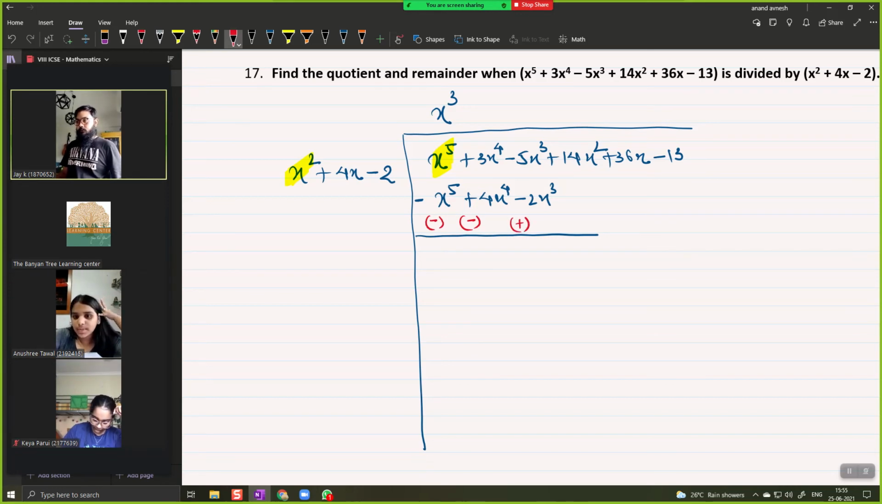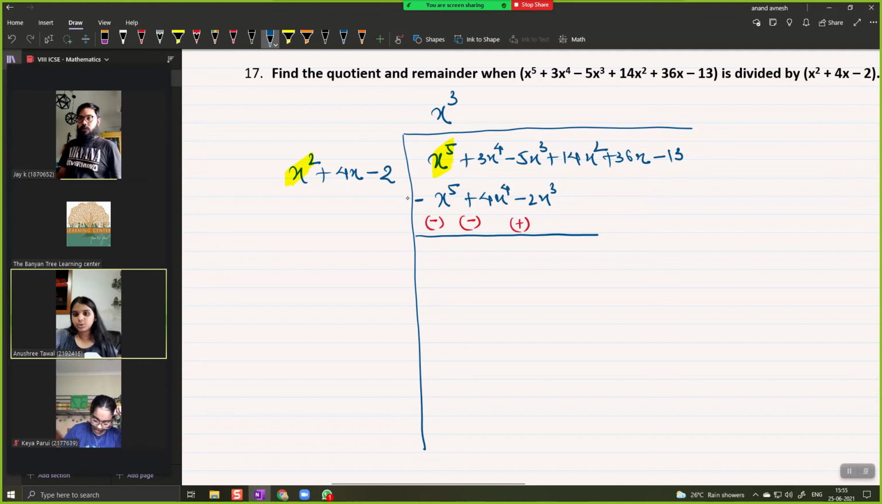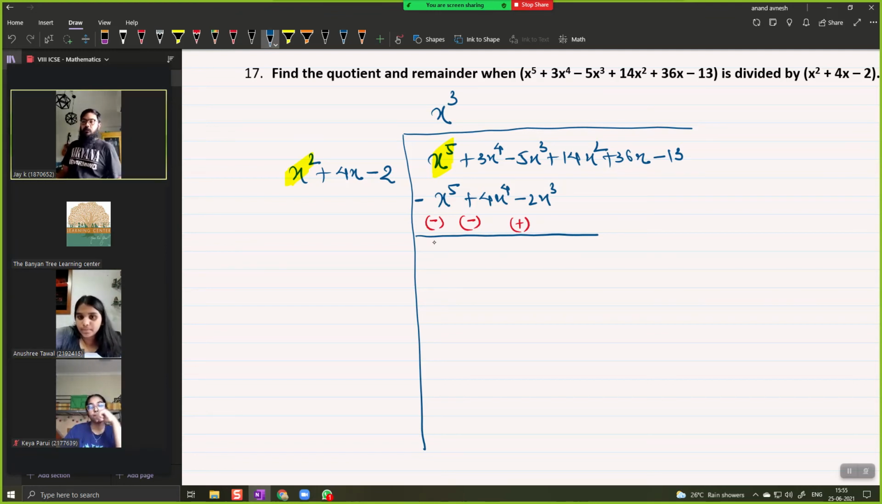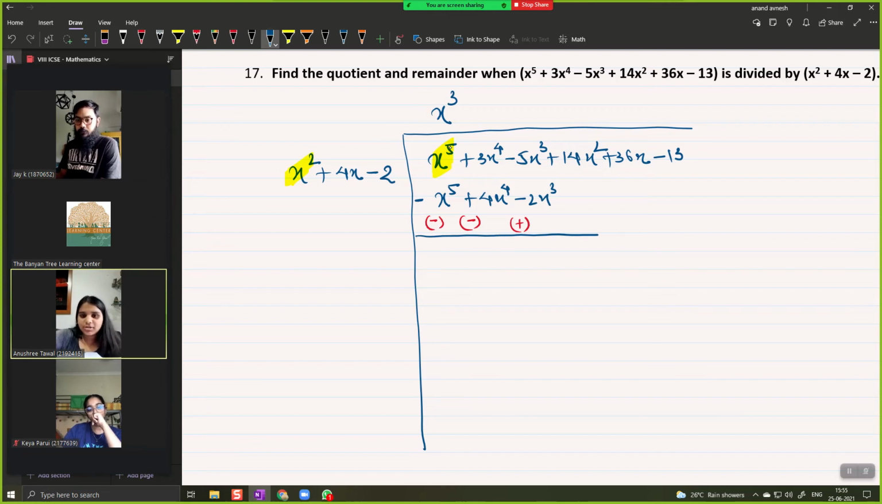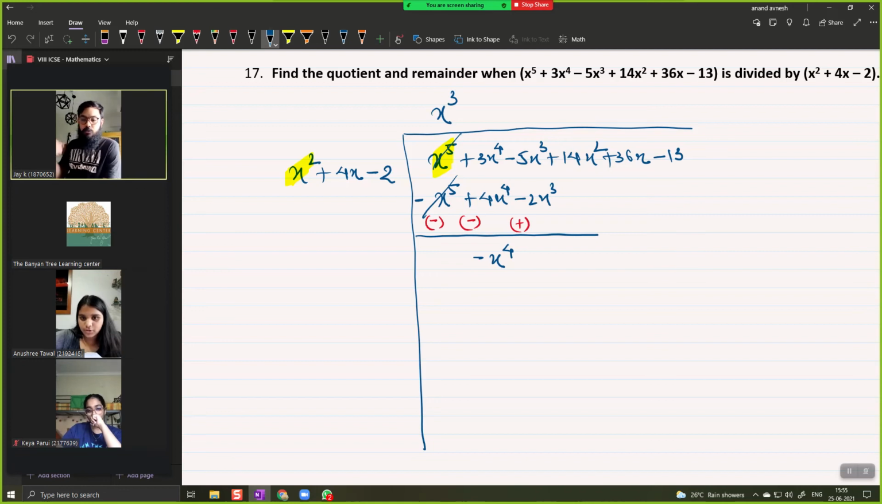And over here, plus. Correct. Now you don't have to see any other sign, just see the signs in the brackets which we have written below. X raised to 5 minus x raised to 5. Sir, 0. Yes, so it will get cut. 3x raised to 4 minus 4x raised to 4 is minus 1x raised to 4, or minus x raised to 4.